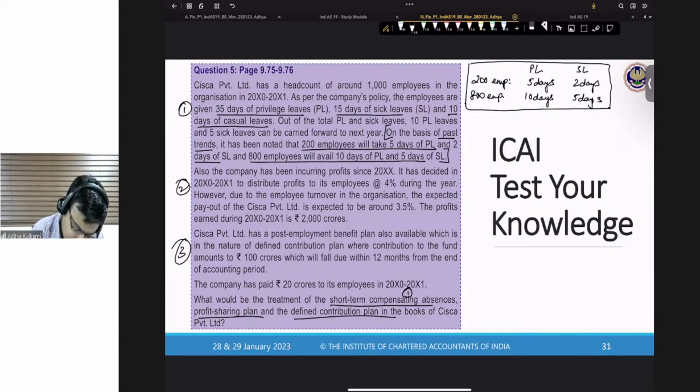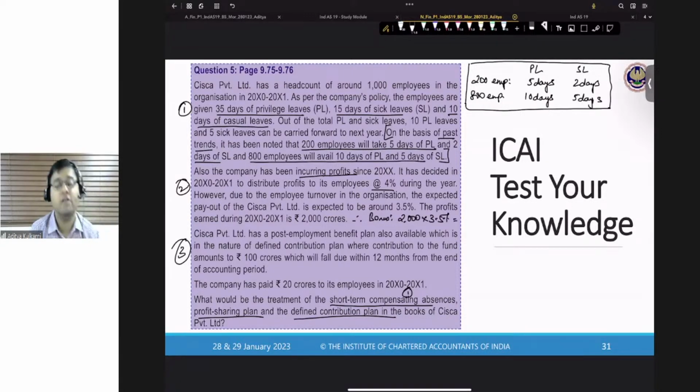The company has been incurring profits since 20XX. It is decided in X0X1 to distribute profits to its employees at 4% during the year. Meaning, when the year started, they thought that we will distribute 4%. However, due to the employee turnover in the organization, the expected payout is around 3.5% only. The profit earned during X0X1 is 2000 crore. So therefore, the bonus that you are giving, it is a profit sharing bonus, 2000 into 3.5%.